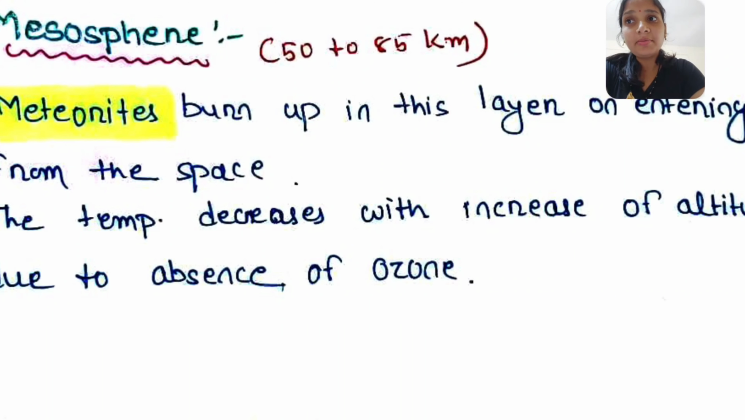The temperature of the mesosphere level decreases with the increase of altitude. Why? Because there is an absence of ozone. So the temperature decreases with the increase of altitude in the mesosphere.